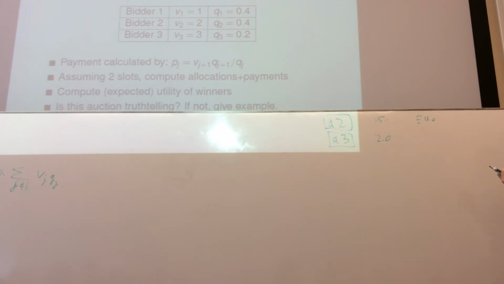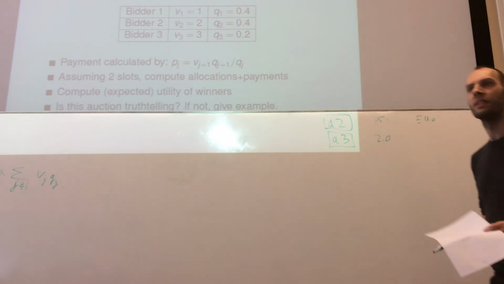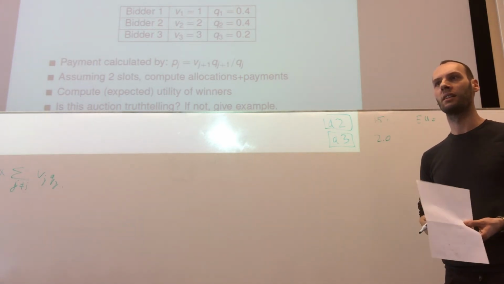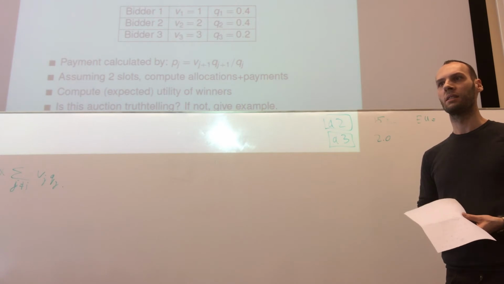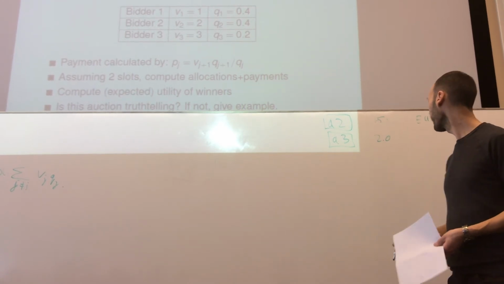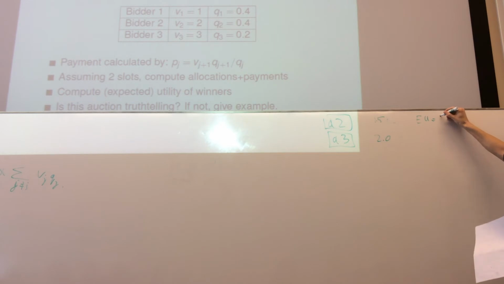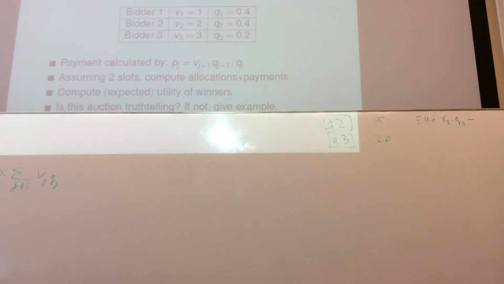Any other solution for that? Should it then be V2 times Q2 minus P2 times Q2? Yes, V2 times Q2, minus the payment. So it's 1.5 times Q2. Okay. So one way to write it a bit shorter.